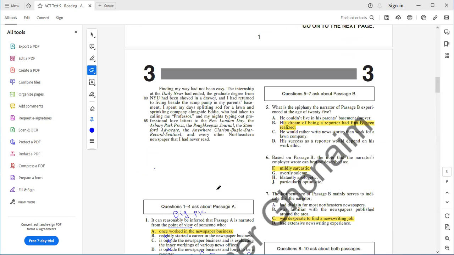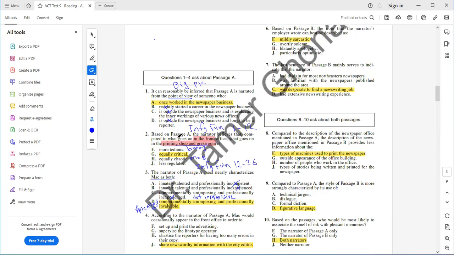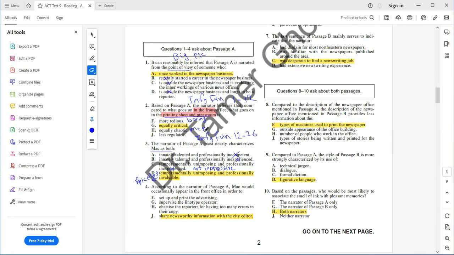Okay, number four. Streamer Adam or Engineer Ziad? Engineer Ziad, I think. Number eight? Number four, yes. Four. The last question for passage A, passage one.